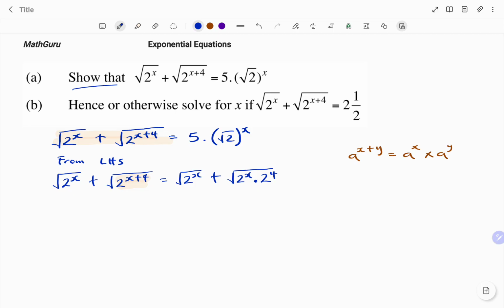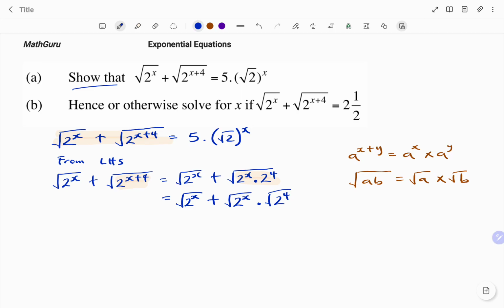The next step, applying the surd rule that states that the square root of a times b is the same as the root of a times the root of b. I'm going to further break down what I have under my root here, and that's equal to the root of 2 to the power of x plus the root of 2 to the power of x times the root of 2 to the power of 4.